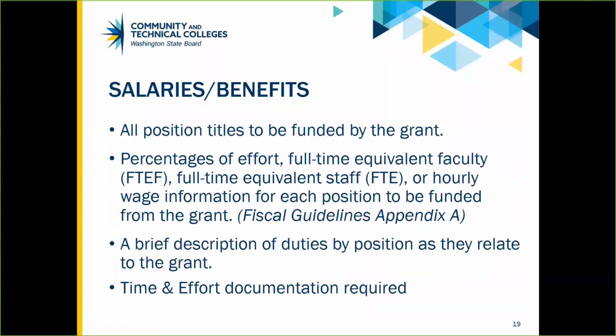Budget categories are the columns in your budget, and the first one is salaries and benefits. This is where you're going to budget costs for employees at your college. This is only for direct employees, not any contractors that you may have or faculty or staff at other colleges. You must include staff titles, a brief description of their duties as they relate to this grant, and some kind of salary breakdown.